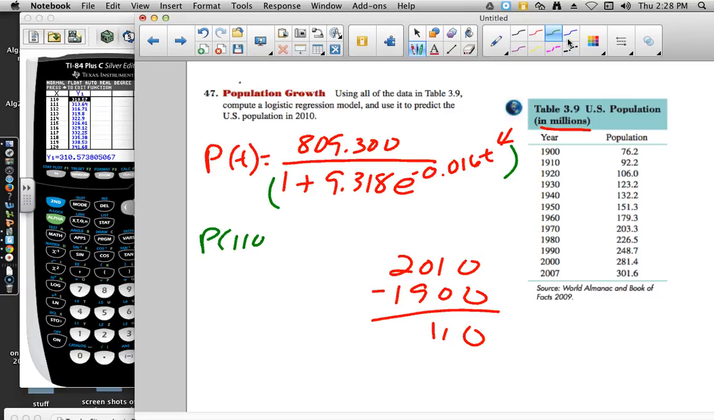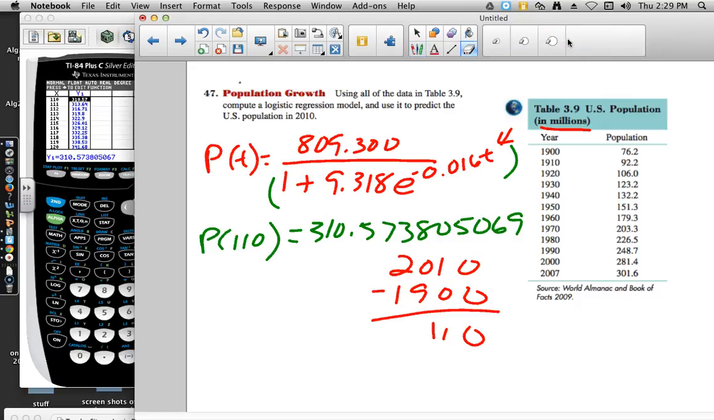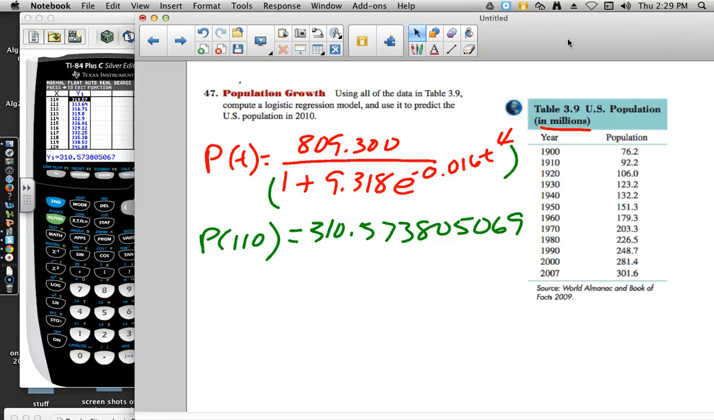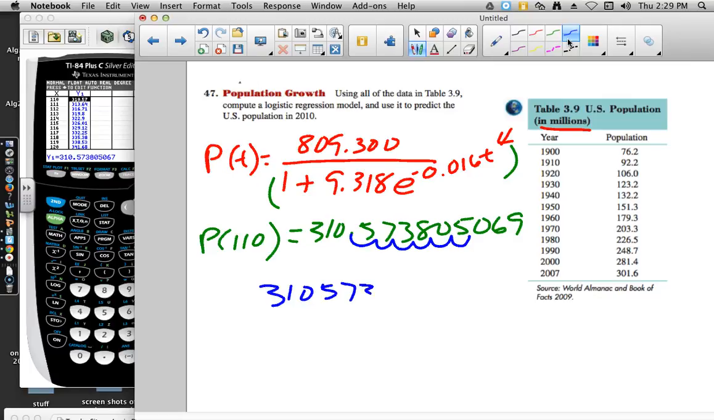So P of 110, we have 310.573805067. Now, why did I put all that in there? Because, reminder, this was in millions. And if it's in millions, we're going to need to move this over 6 decimal places. 1, 2, 3, 4, 5, 6. So we would have 310,573,805.069. And then we would make sense of what that means for what we're doing. And what that means for us is population. So we want to round this to the nearest person, which it already is. We would not have any rounding in this one.